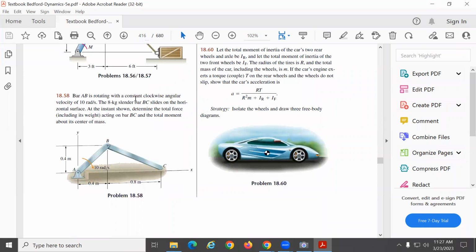The bar AB is rotating with a constant clockwise angular velocity. All right, so that means the acceleration is 0. The 8 kilogram bar then slides on the horizontal surface. At the instant shown, determine the total force, including its weight, acting on bar BC. Okay? And the total moment about its center of mass.